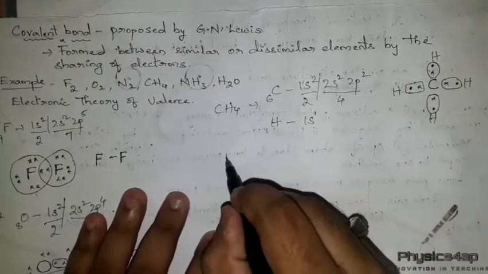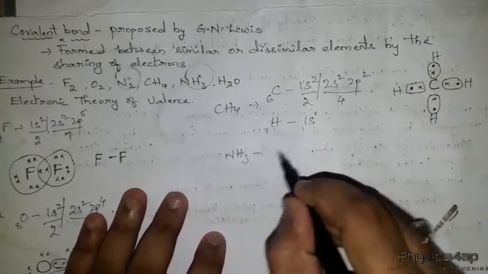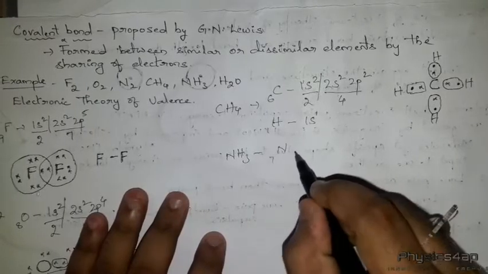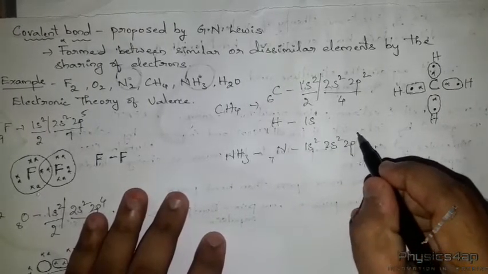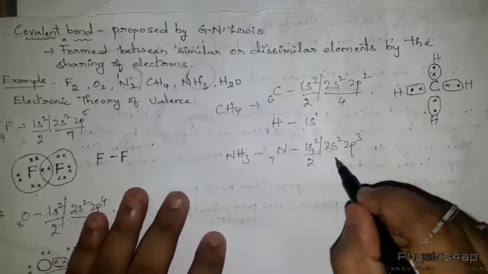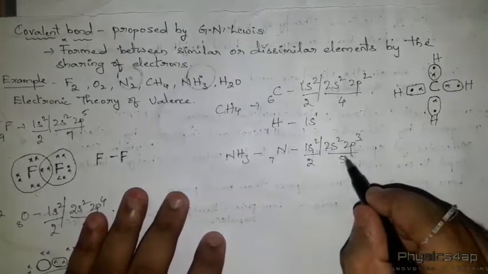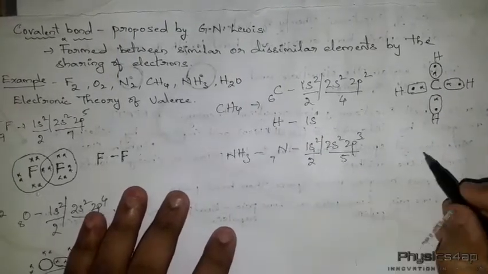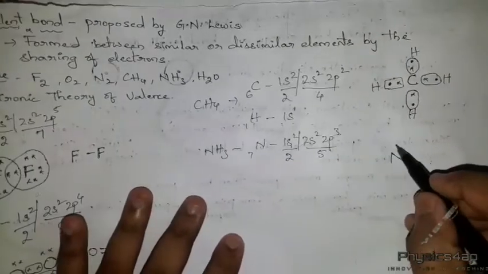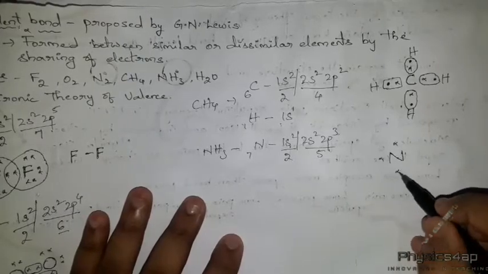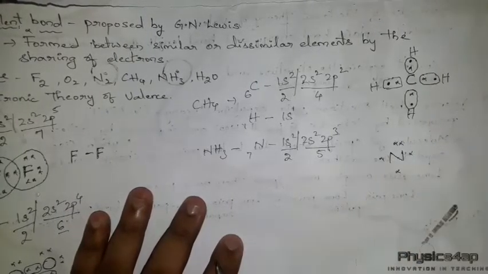Now coming to NH3. When we write the electronic configuration for nitrogen, it is 1s2, 2s2, 2p3. So 3 plus 2, 5 electrons are present. When we draw the dot structure for nitrogen, we have 1, 2, 3, 4 and 5.